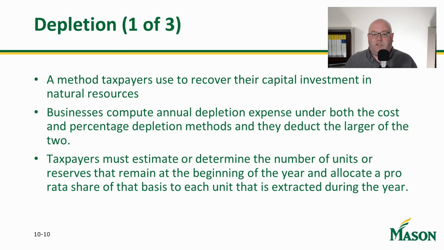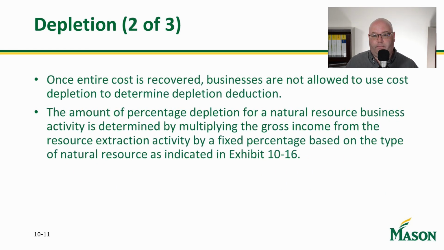So taxpayers must estimate or determine the amount of units. That's how we do that. And it's usually used by people with bigger brains than me in mining operations. Once the costs are recovered, businesses are not allowed to deduct more. In other words, if we estimate that there's $10 million worth, we hit $10 million worth and discover that there's another $1 million worth because of the bad estimate, we don't get to write that off. That's the way it works.